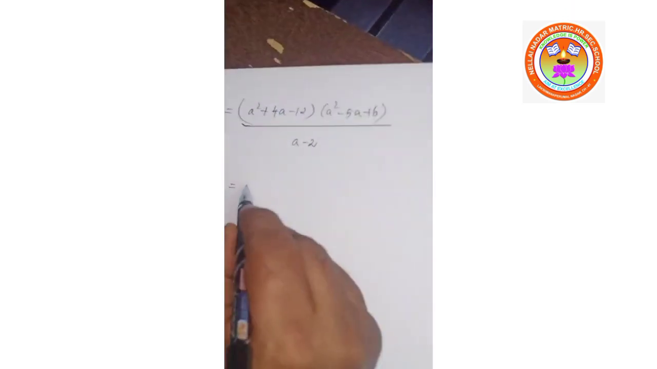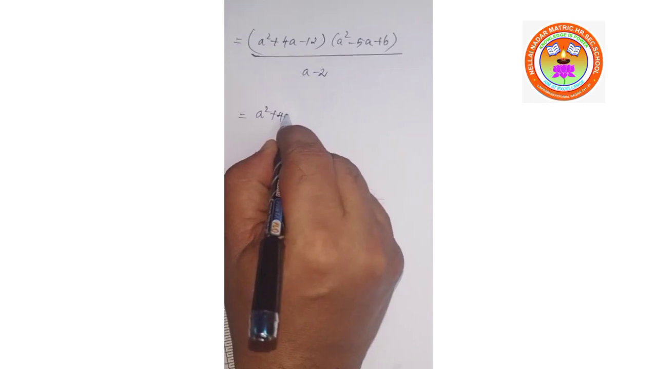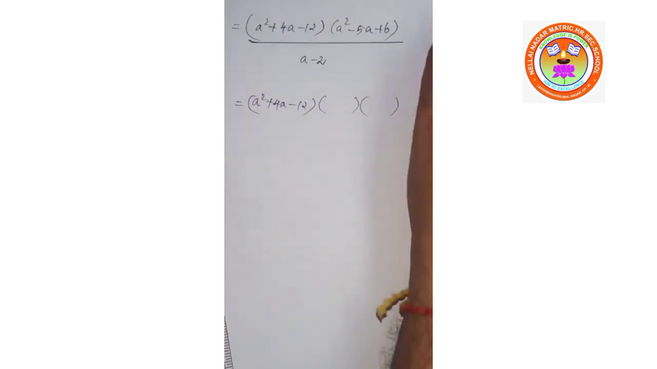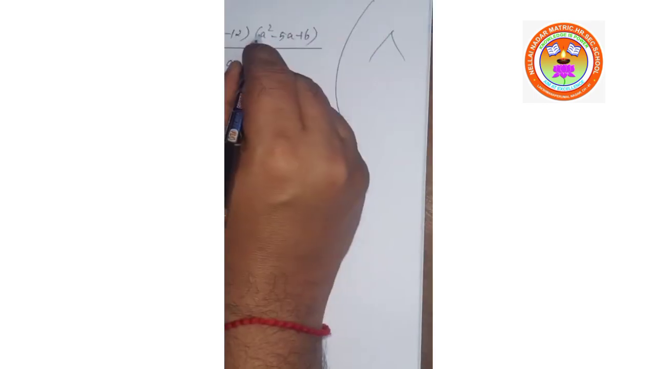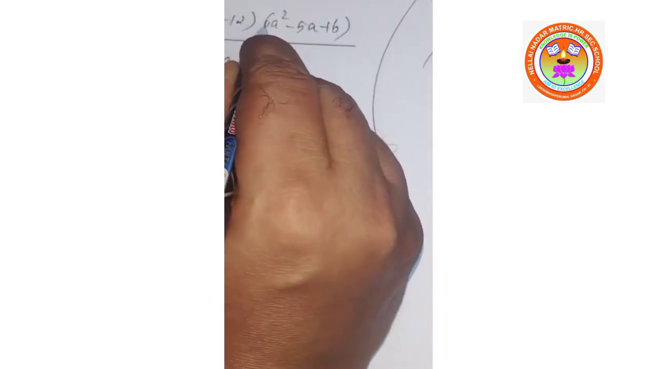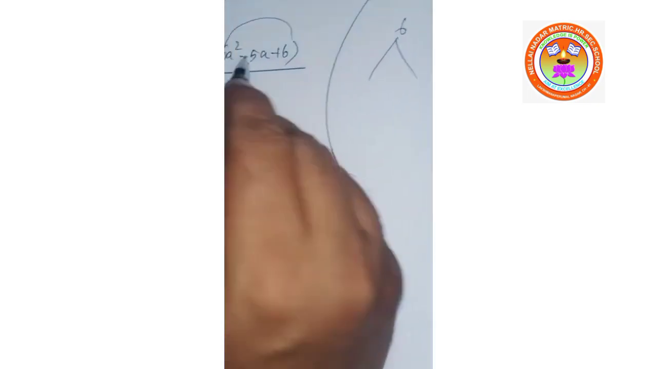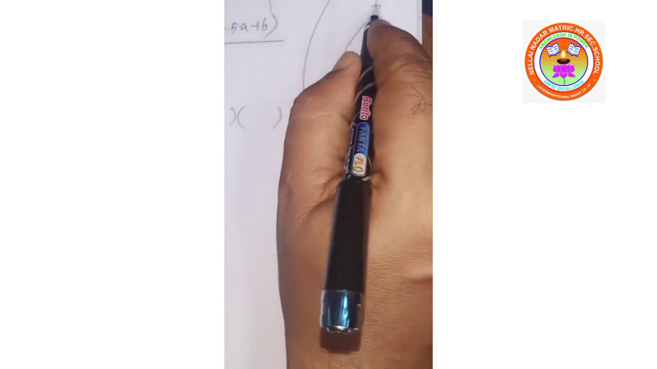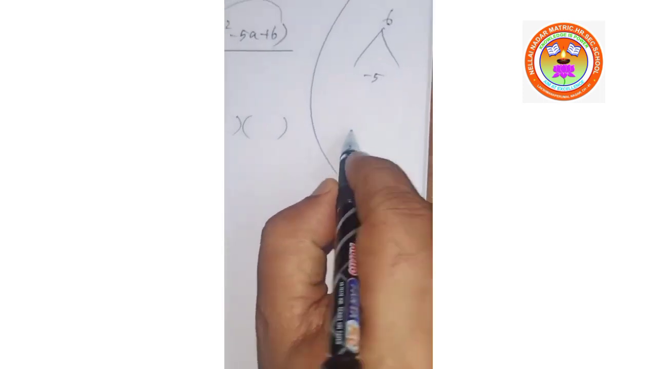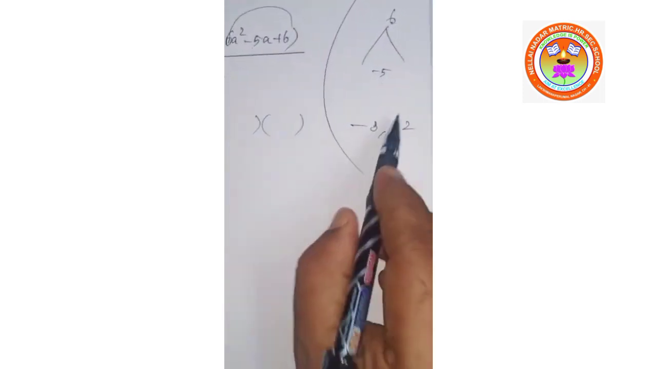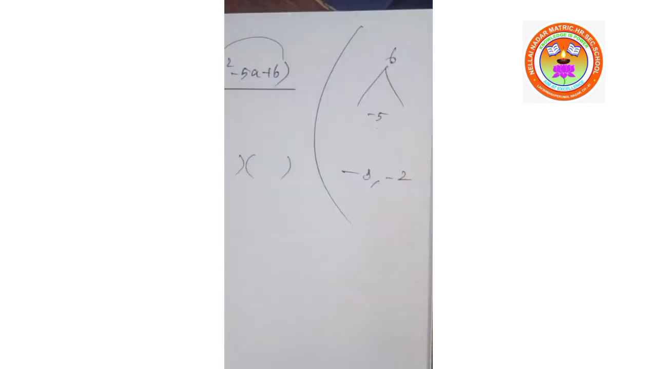This time, I am retaining the first polynomial. I am going to factorize the second polynomial. Okay, listen. What is the coefficient of a square here? 1. 1 into 6, 6. And the coefficient of a is minus 5. Product 6 and sum minus 5. The two numbers are minus 3 and minus 2. Add the two numbers, minus 5. Multiply the two numbers, 6.